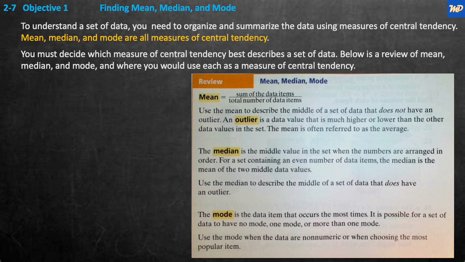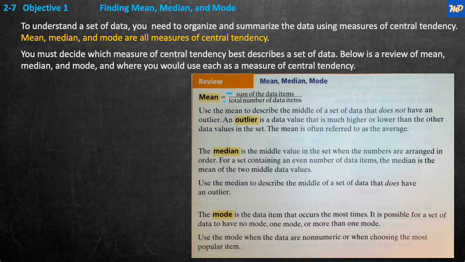So let's look at these. We've got this chart here. It says mean. The mean is the sum of the data items, and I'm going to change colors here. Let's go with blue. It's the sum of the data items divided by the number of data items. Use the mean to describe the middle of a set of data that does not have an outlier. An outlier is a data value that is much higher or lower than the other data values in the set. The mean is often referred to as the average.